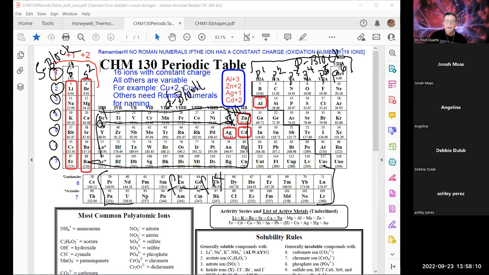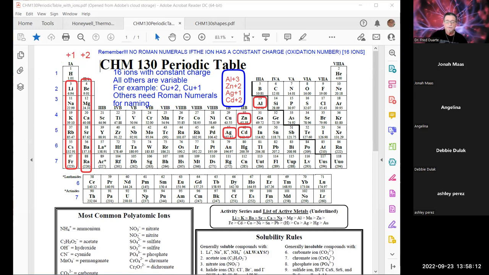Let me go back and do carbon again, like we just did. Okay, carbon is right here. Okay, well, if we look at this, carbon occupies both the first energy level and the second energy level.